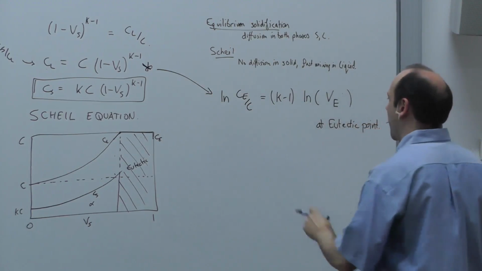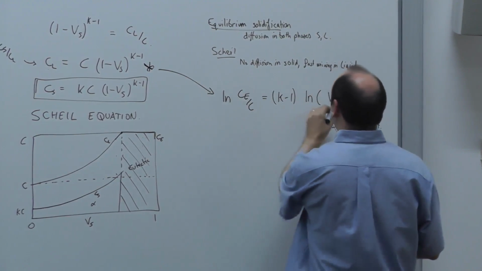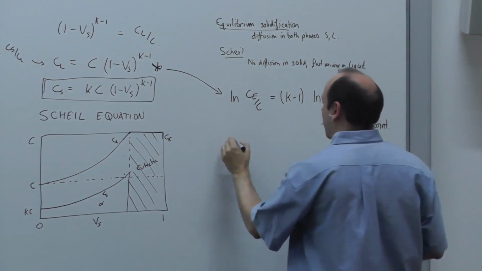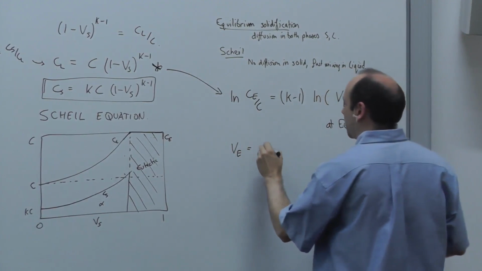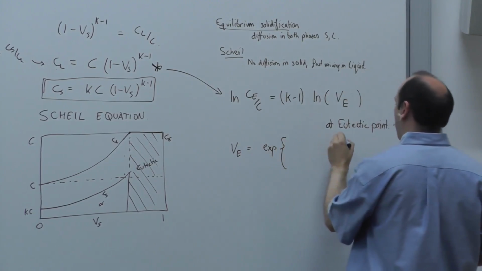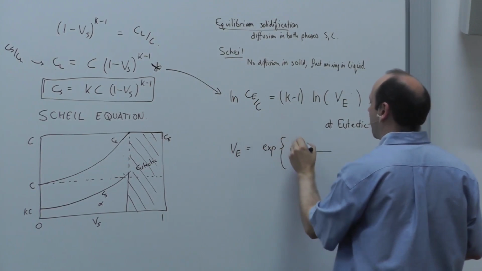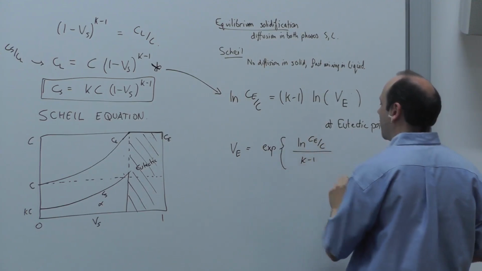And then we can deal with this by saying, okay, let's say that VE, if we take exponentials here, then we can work that out. So VE is going to be the exponential. We'll have a curly bracket. So we'll divide that by K minus 1. That comes down here. The log of the composition of the eutectic divided by the alloy composition.